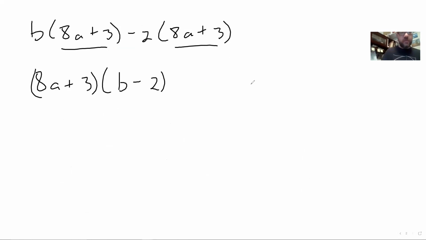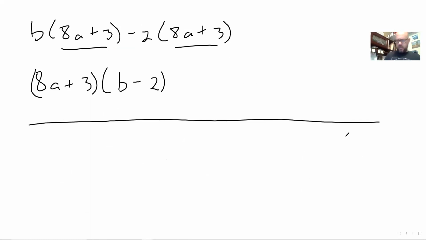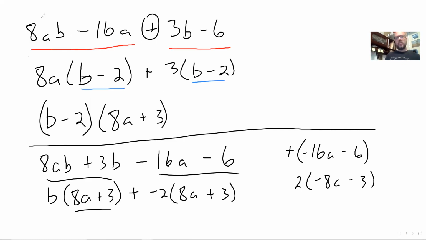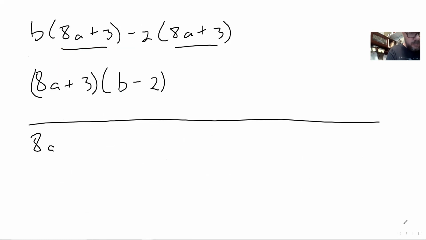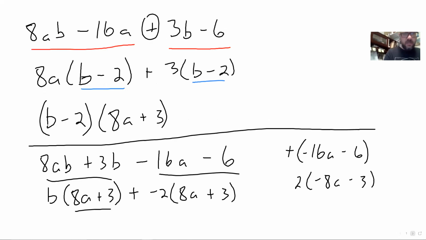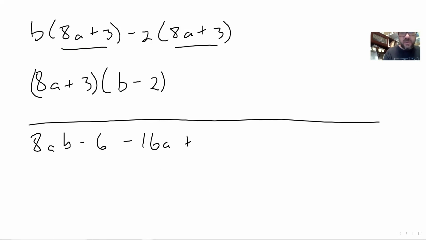Everything worked okay. So now let's see what happens if I rearrange it, if I group the 8ab with the 6. So I'll have 8ab minus 6 minus 16a plus 3b. So 8ab minus 6, minus 16a plus 3b. And that is another valid way to arrange your polynomial, to group them up. So now my groups are this and this.